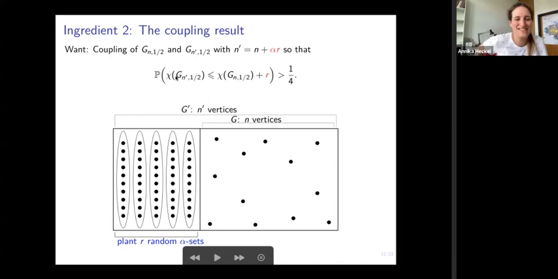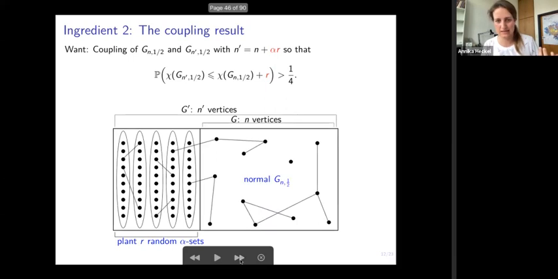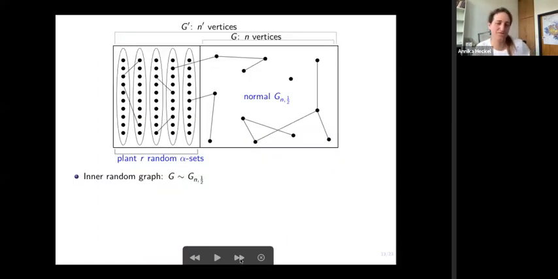Okay, so this would be nice to have. How do we get it? Well, we get it by just planting these r alpha sets at random. We pick r vertex sets of size alpha and make them independent sets, and then include every other edge independently with probability 1/2. Okay, so what have we done? Now the inner random graph is just a normal G(n,1/2), so that's fine. That does what it's supposed to do.